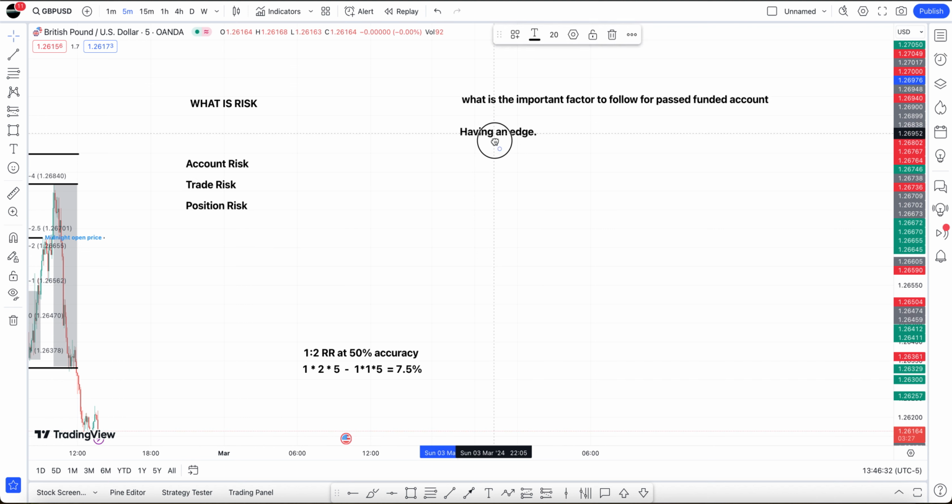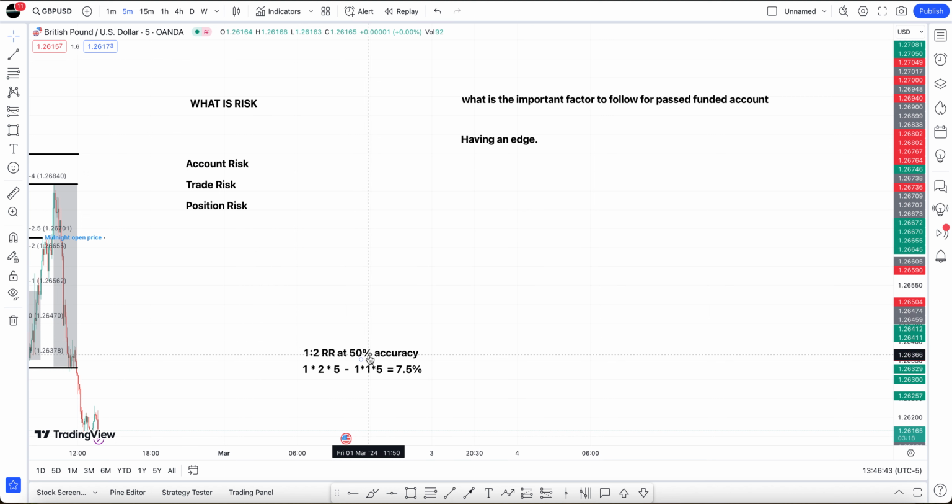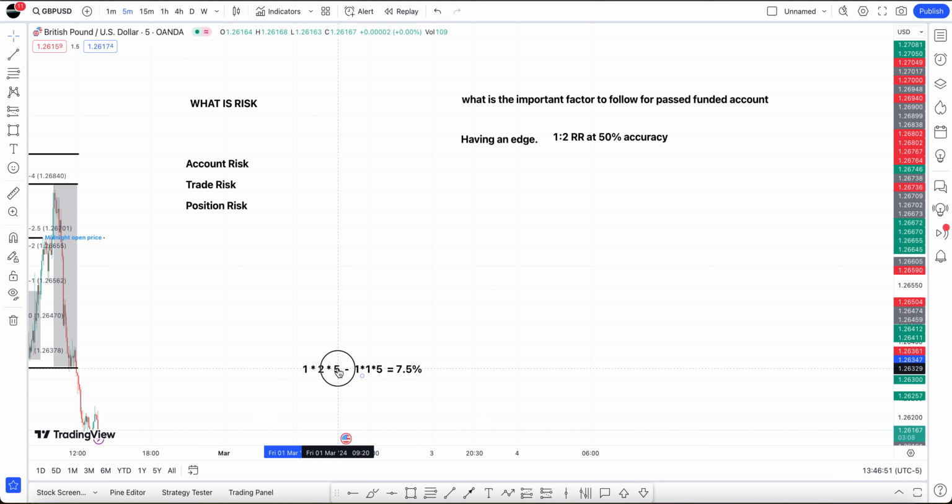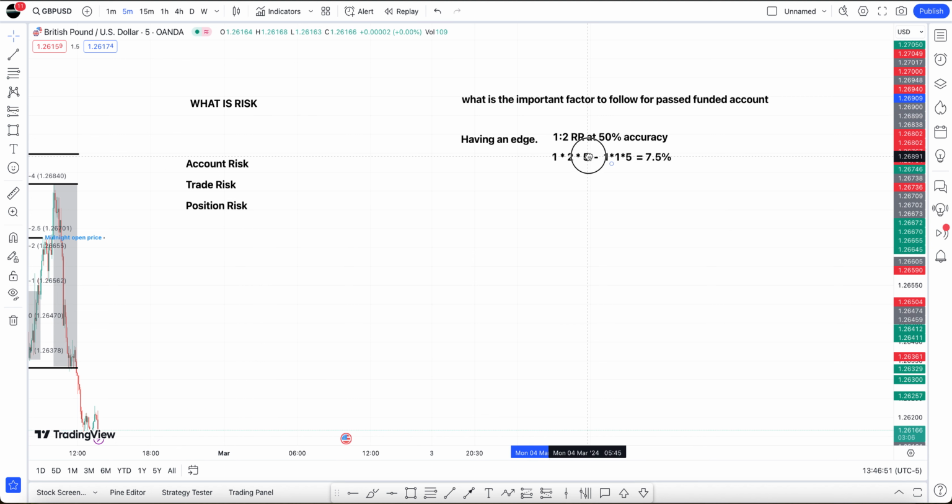So I have an edge. Now, the edge doesn't have to be, oh, I need 90% accuracy. No, that's why I put this down here below. So 50% accuracy with a 1-2 risk reward. That's, I'd say, achievable. And this is the formula for 2 weeks. So you're taking essentially 10 trades with 5 winning and 5 losing, which is a 50% accuracy. And this would be over a 2 week span. So every day you're trading for 2 weeks, you're taking 5 wins, 5 losses. Your wins are double your losses.